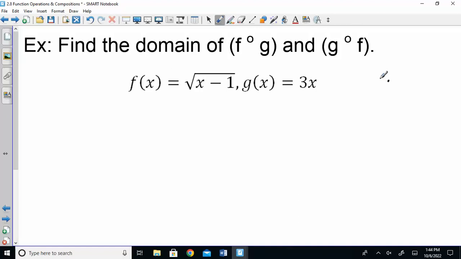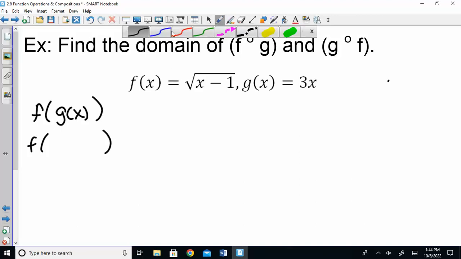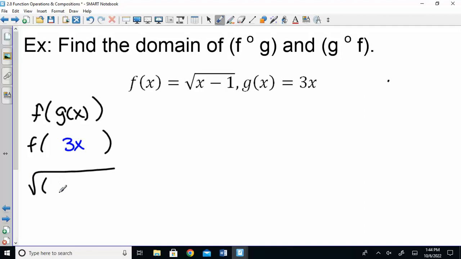So when I look at f composed with g, so f of g of x, start on the inside. So g of x is 3x. You have to put that into f, so it's the square root of whatever we plug in minus 1. So you just get the square root of 3x minus 1. You don't have to have parentheses around that 3x.